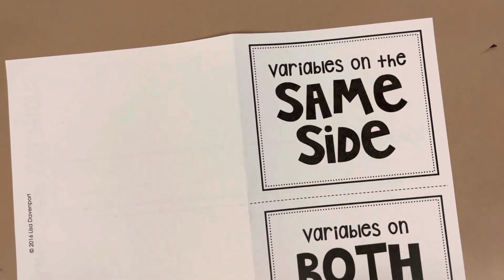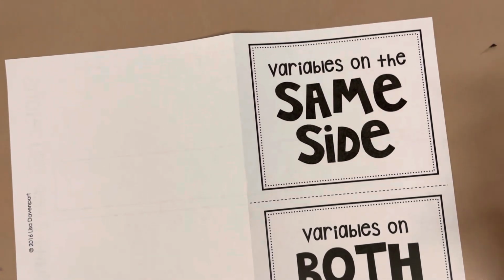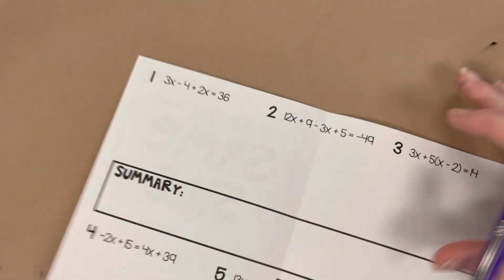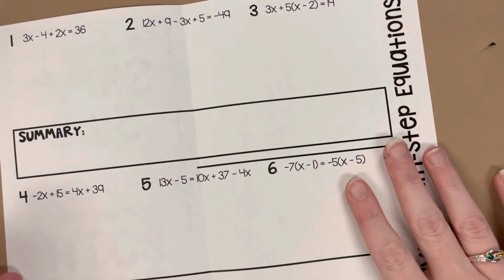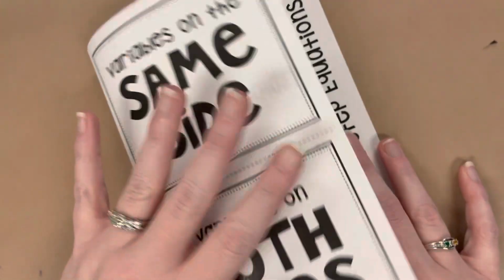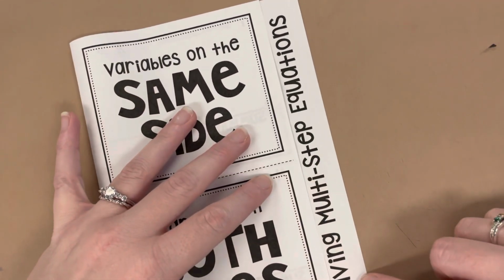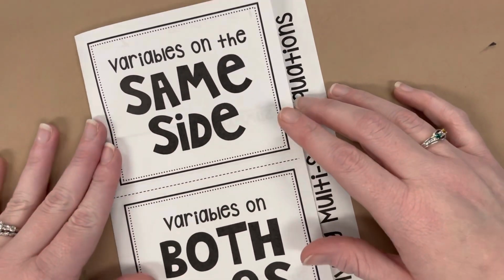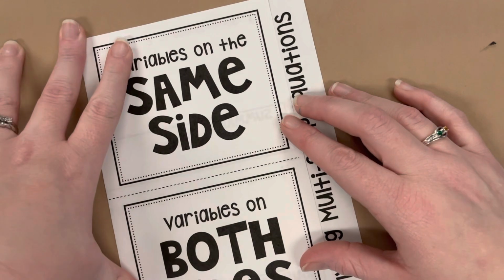This video is going to go through solving equations and how to make this foldable. So to start, we want to go ahead and flip this over, and you're going to take the left side and fold it over just to where you can see solving multi-step equations over here, and press down to get a nice fold.